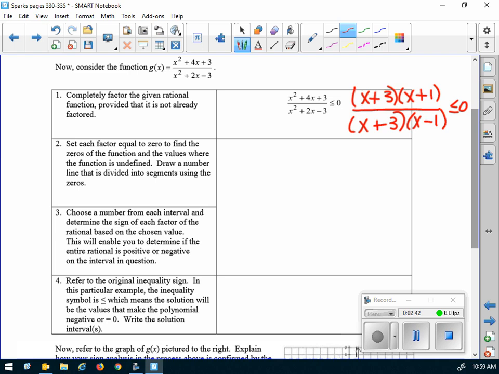Now look at step 2. It says set each factor that you got up there equal to 0. Now remember, how do you determine when a fraction is equal to 0? When the numerator is 0. When is this numerator equal to 0? When x is, good, -3 or -1.